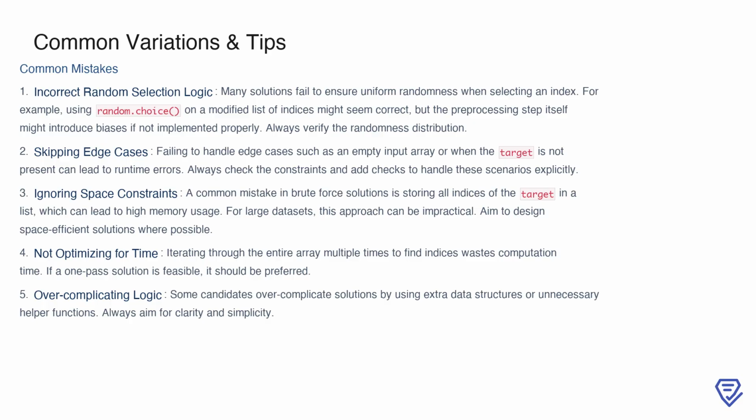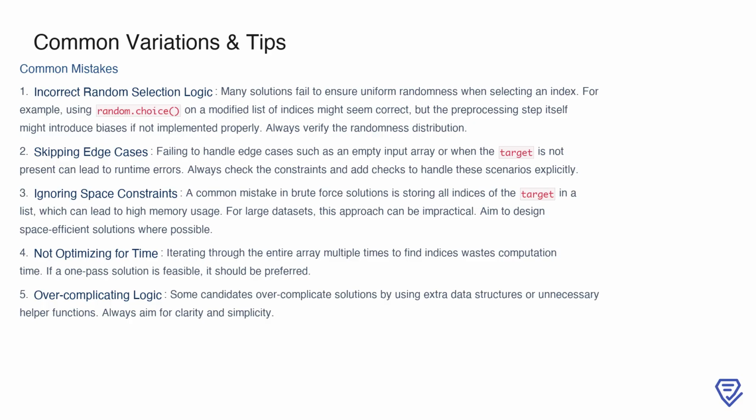Next, skipping edge cases is another pitfall. For instance, what happens if the input array is empty or the target value isn't present? These scenarios can easily cause runtime errors, so always check the constraints and explicitly handle these cases in your code. Another issue is ignoring space constraints. A brute force approach that stores all indices of the target in a list can quickly become memory intensive for large datasets. Instead, strive for space-efficient solutions.